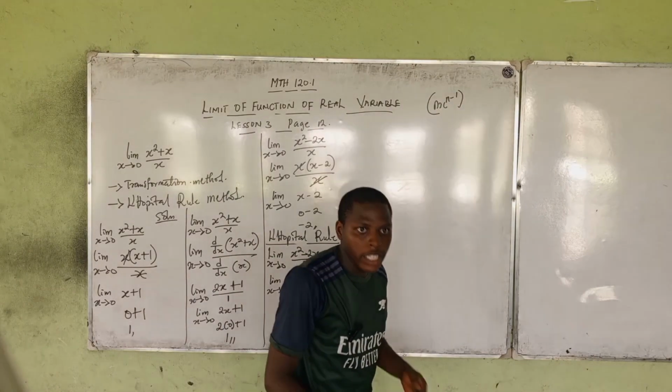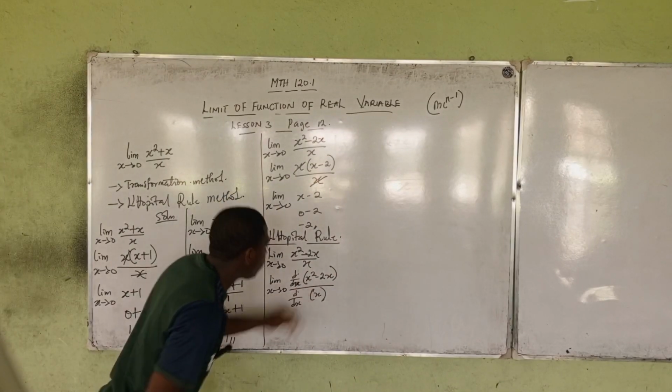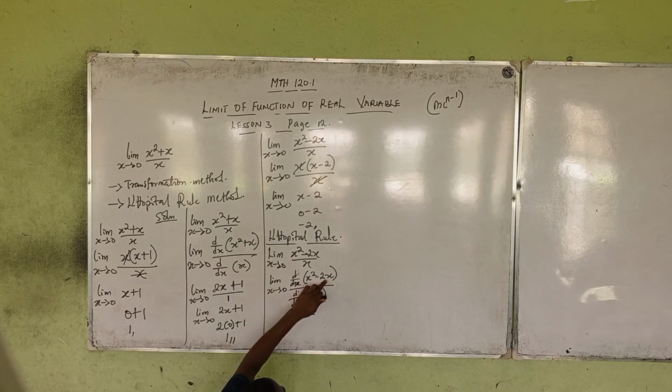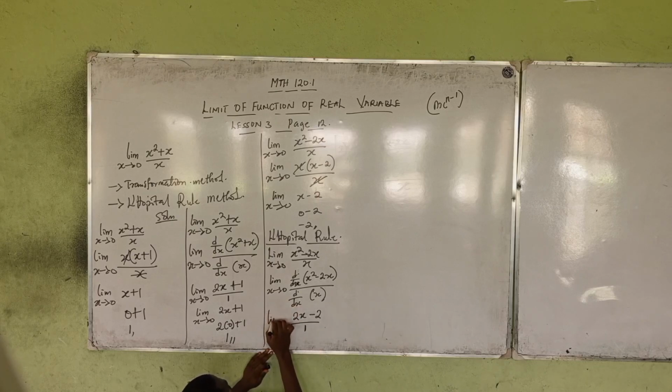This is differentiation. If we use this approach, what will you have? You are differentiating the first one, your numerator, to be 2x minus, and differentiating 2x gives a constant, divided by the differential of a variable, which gives a constant, which is 1. So you have the limit of x tending to 0 of this divided by 1 here. You simply arrive at the limit of x tending to 0 of 2x minus 2.